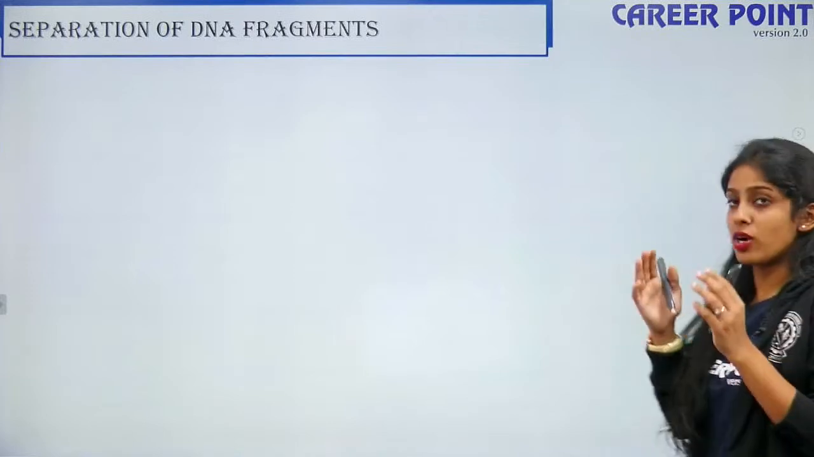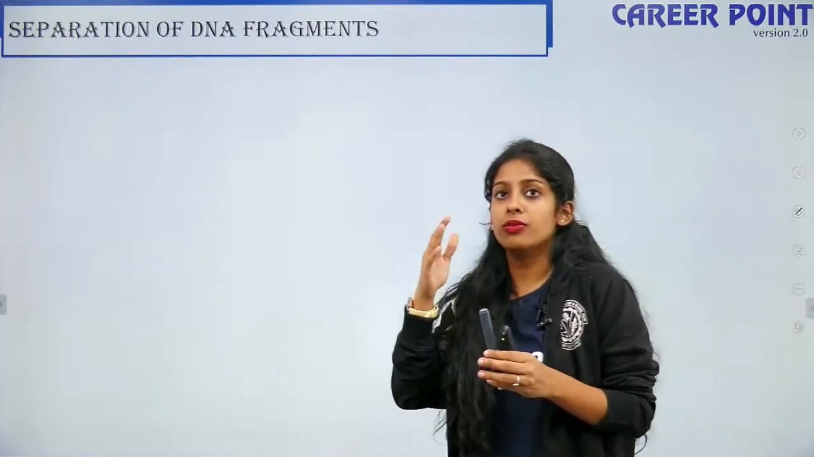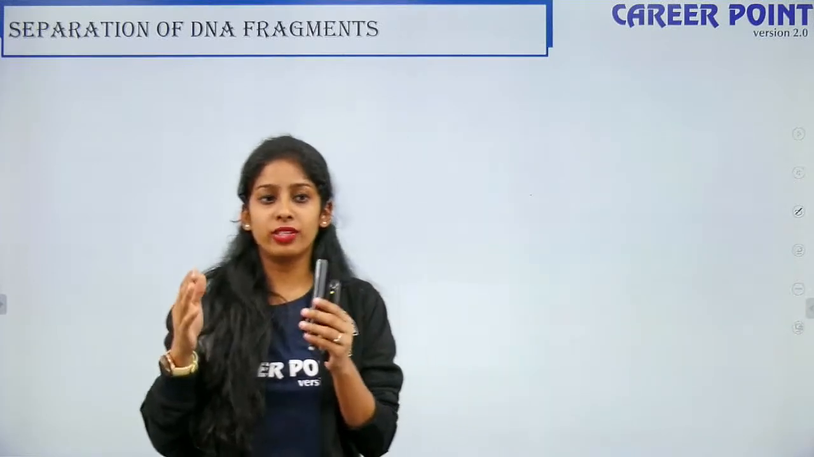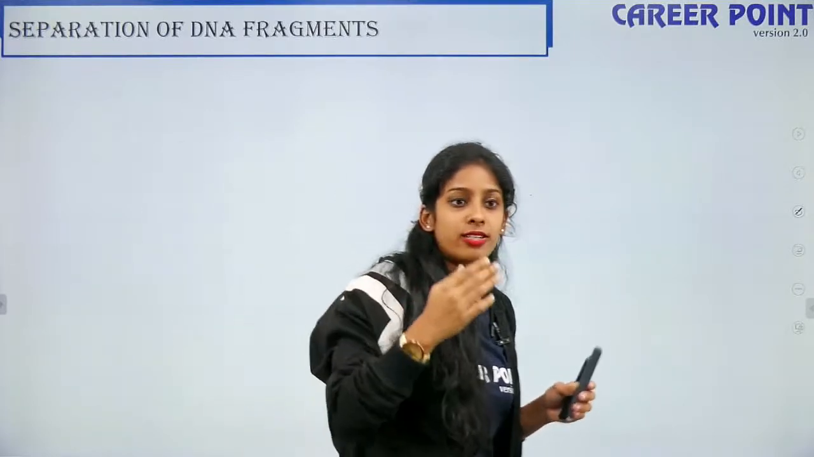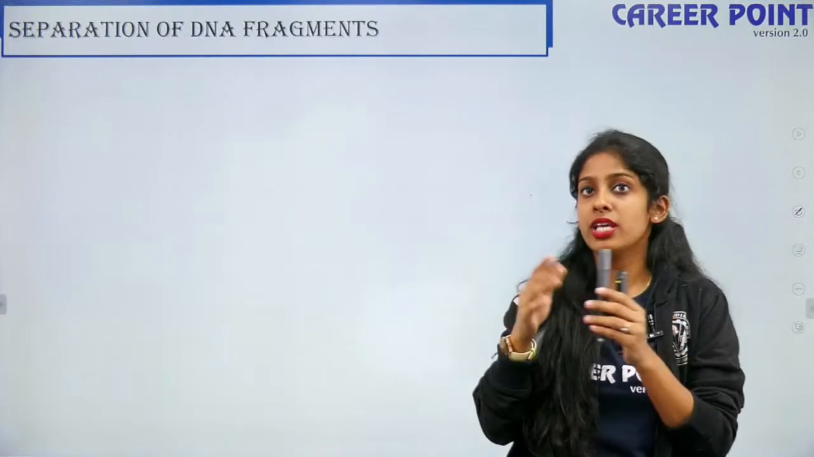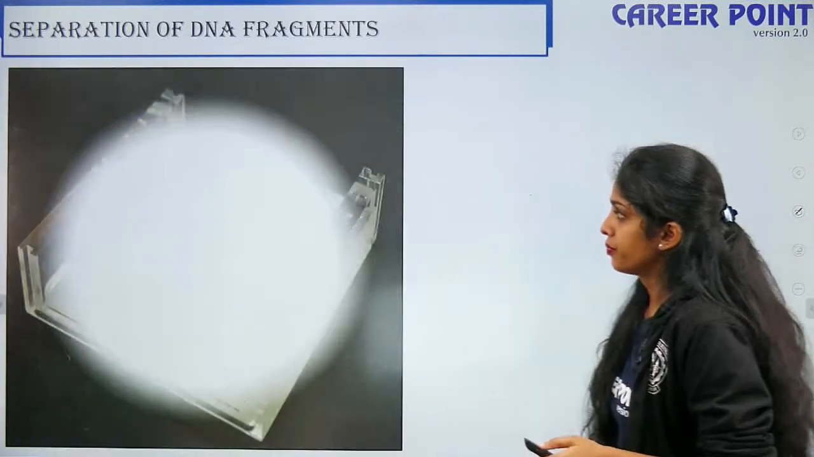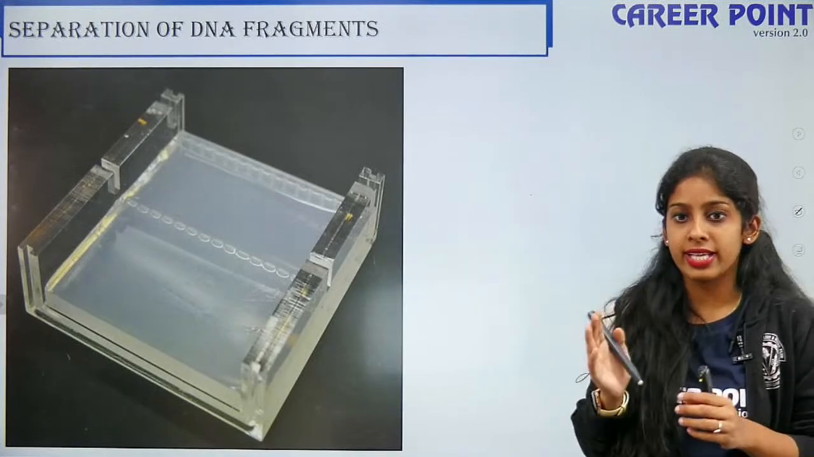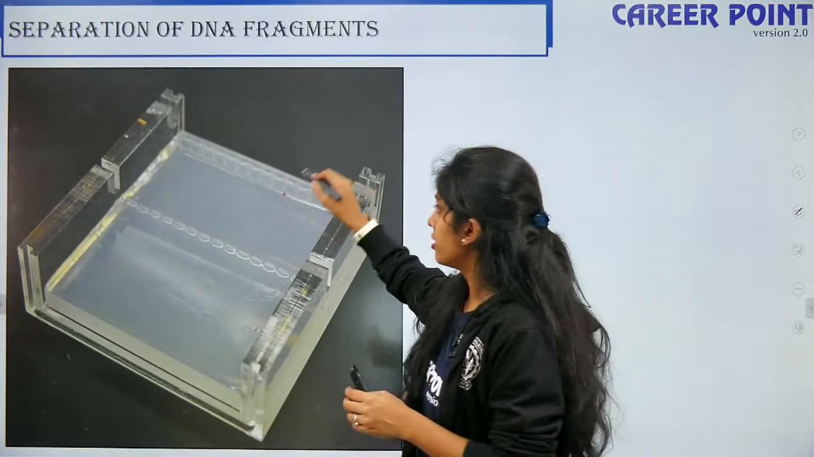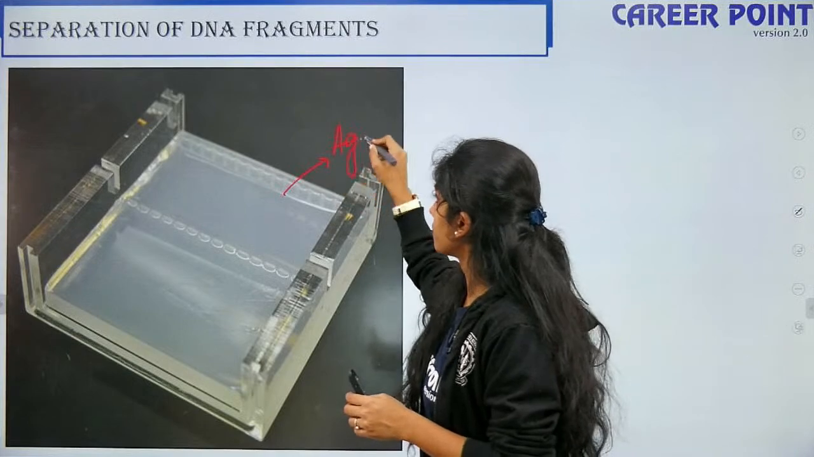Now we have to confirm whether your restriction digestion has worked or not. So we are entering into the next technique, your gel electrophoresis, to see if your DNA is chopped. This is the matrix on which you are going to run your DNA sample. This is made of agarose.